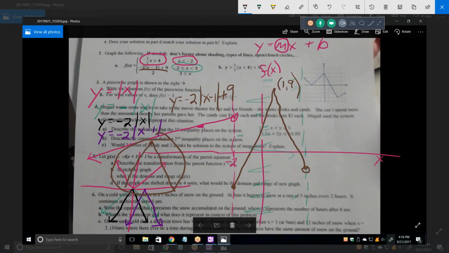So f of x equals -2. Always plug in the 1 first, because if that thing turns out to be 0, you just cross out that whole thing. So f of x equals -2, and then the lines are absolute value.